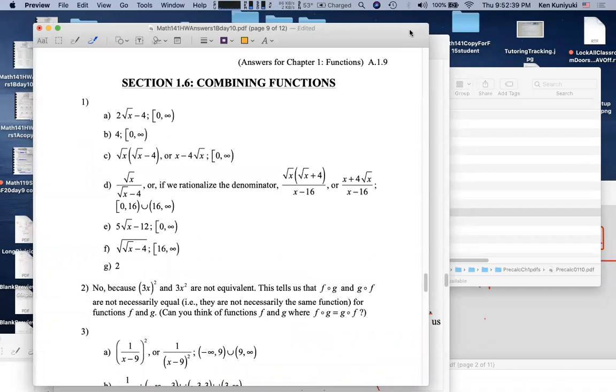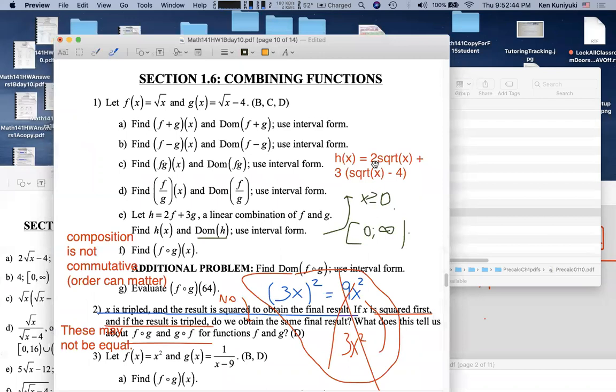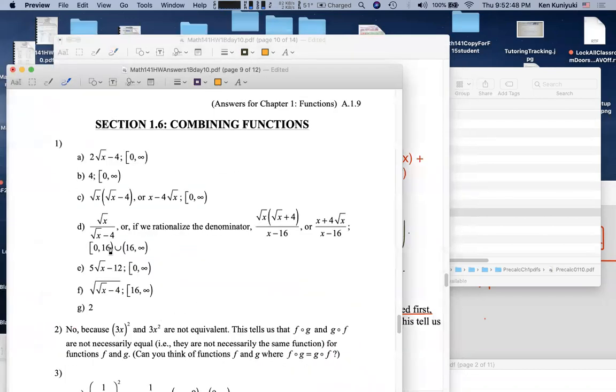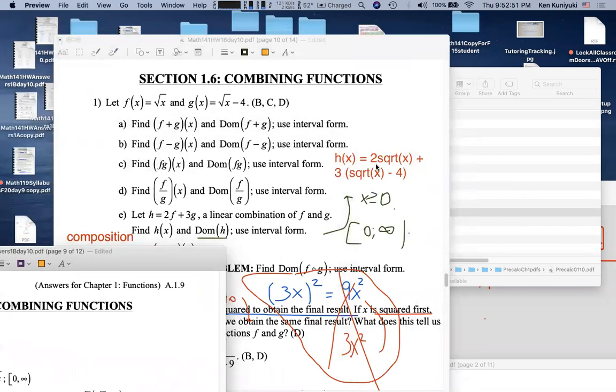Yeah. Okay. So yeah, the non-negative reals is the domain. And then when you simplify this, 2 root x plus 3 root x is 5 root x minus the 12. Right. 5 root x minus 12. That makes sense. Here's a setup.